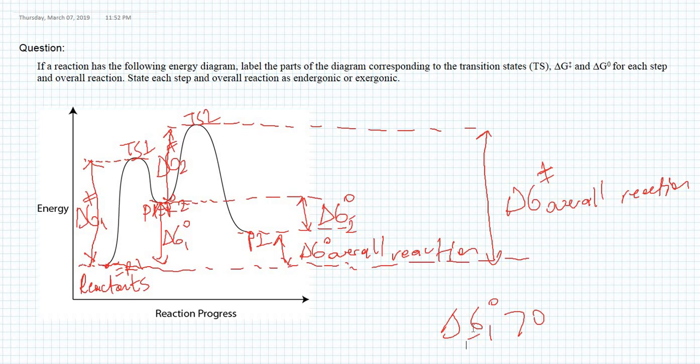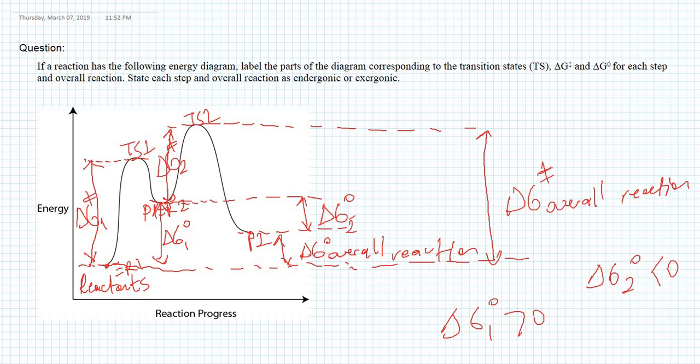And for the second step, delta G is here, so we have to look at whether it's positive or negative. So let's write here delta G2 is less than 0. It's negative because it is equal to the energy difference between the products of the second step and the reactants of the second step. It's clearly negative, and we have to say that the second step is exergonic.